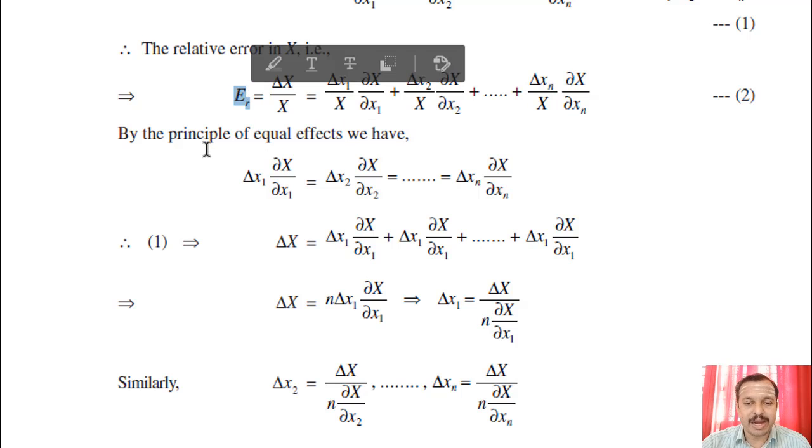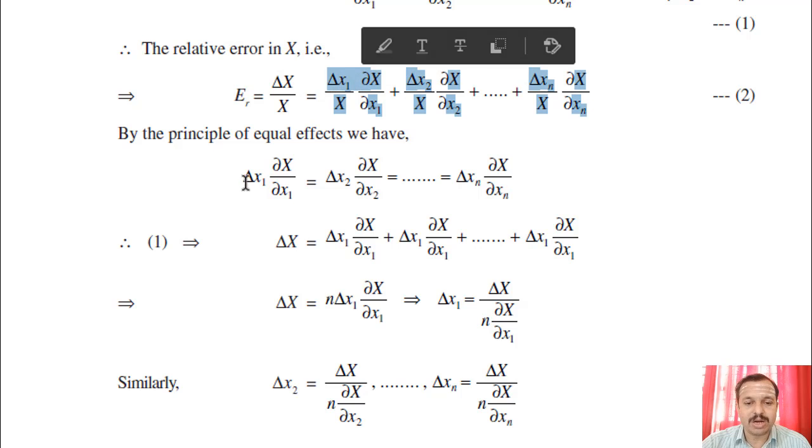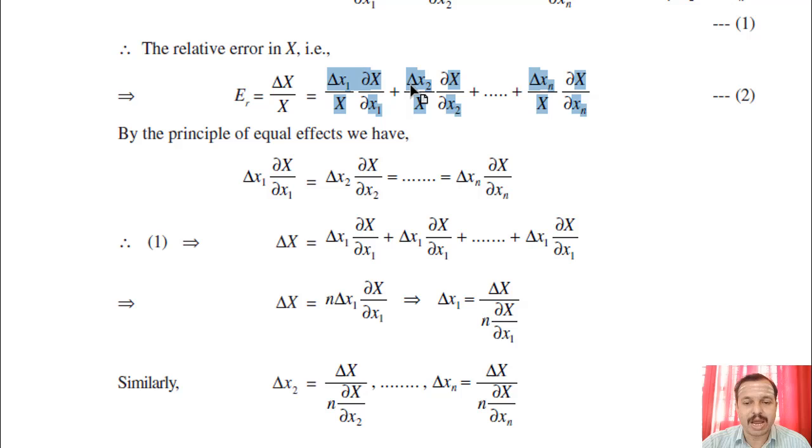Therefore, we can write that these effects are equal. Delta x1 dou x by dou x1 is equal to delta x2 dou x by dou x2, is equal to the next one, and so on. Each thing will be equal. That we are writing, so this is by the principle of equal effects. When we write like this, in this expression, this becomes same as this becomes same as this.